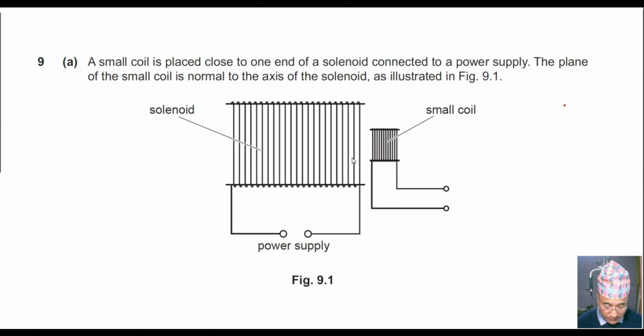It says that a small coil, this one, is placed close to one end of a solenoid. So this is the solenoid connected to a power supply. This is the power supply. The plane of the small coil is normal to the axis of the solenoid. So this is the axis of the solenoid, and the plane of this coil is somewhat like this. So this is the plane of the coil, normal to the axis of the first coil, as illustrated in figure 9.21.